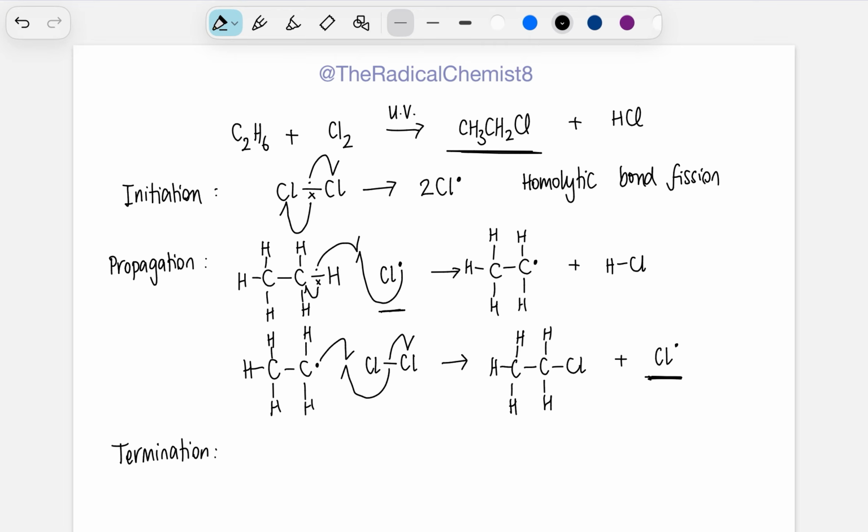involves killing off all the radicals. So every single radical we've produced, so Cl radical and this radical over here, the one with the ethyl group, we need to terminate. So we need to react them with each other. So first available termination step to kill off the radicals would be two Cl radicals reacting together. So in this case, you would have chlorine forming again.